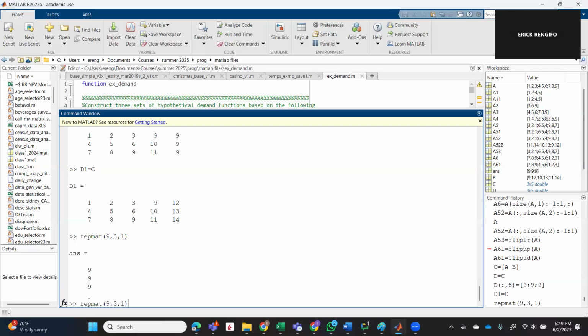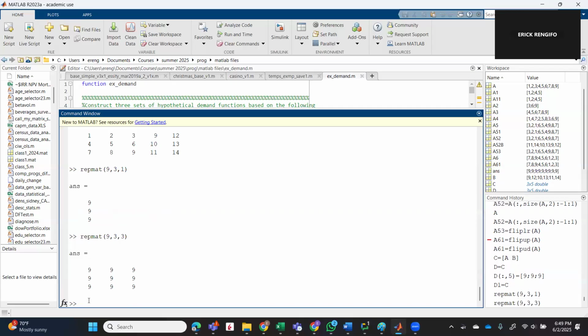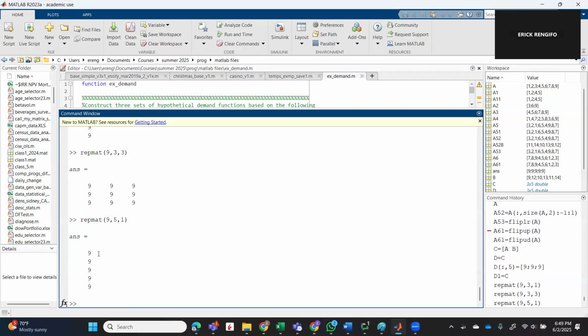So let's do another example. For example, I want to repeat this a 3 by 3. You see that? Or I want to do this a 5 by 1, whatever you can imagine. So what do you want to repeat? How many rows? How many columns? We're going to use this later for some financial examples. Make sense, guys?